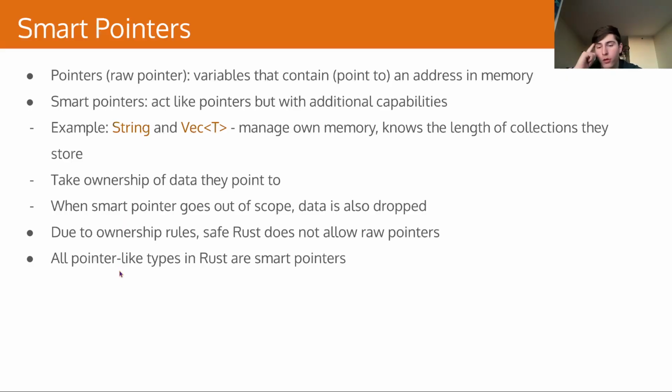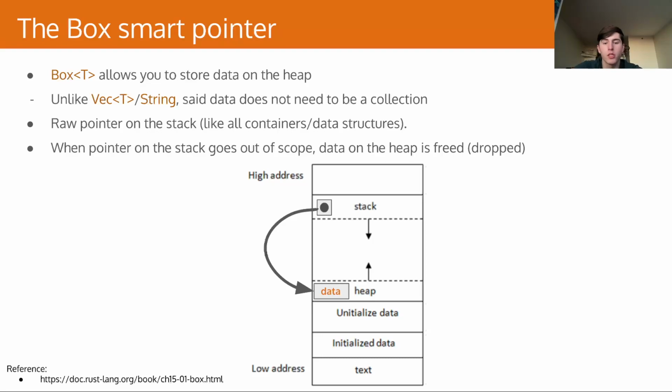Due to ownership rules, safe Rust does not allow raw pointers. I emphasize safe Rust because in Rust you technically can use raw pointers if you declare an unsafe block of code, but this is highly unadvised, and smart pointers are a much better way of handling this. So, the first smart pointer we'll cover is Box. This is like a raw pointer with some extra features.